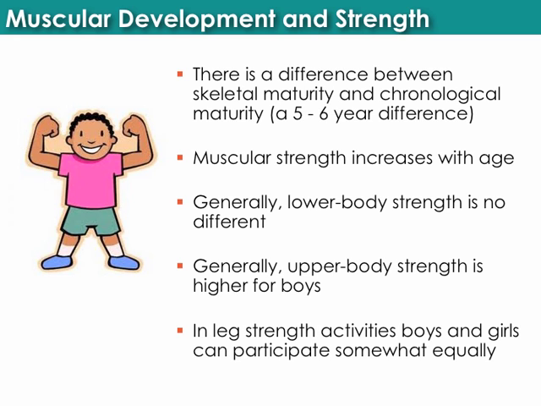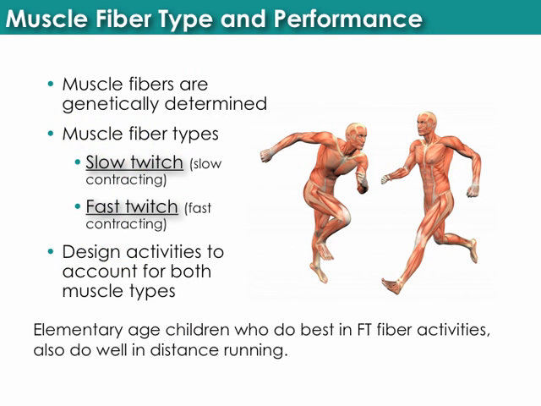Now, skeletal maturity is basically when the bones stop growing or significantly slow down. And this is how physical maturity is measured, comparing a student's chronological age with skeletal age. Generally, lower body strength is no different between boys and girls, but boys do develop upper body strength a lot sooner than girls do.